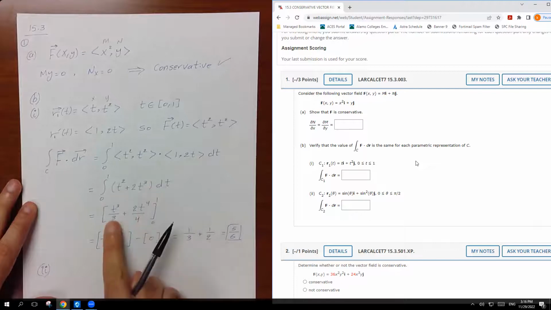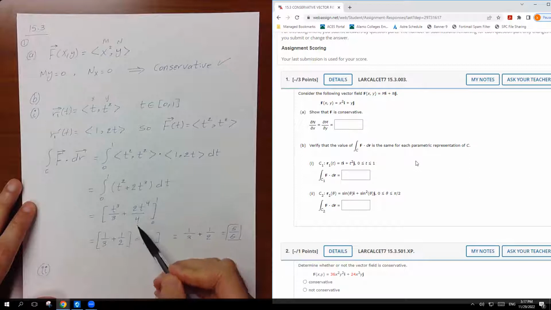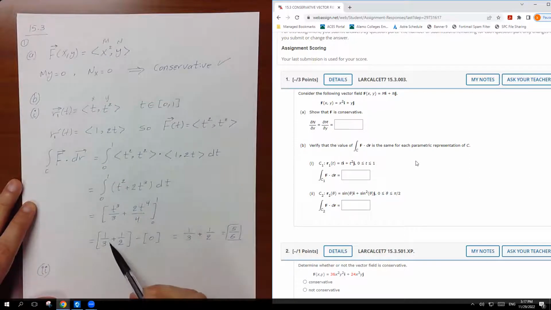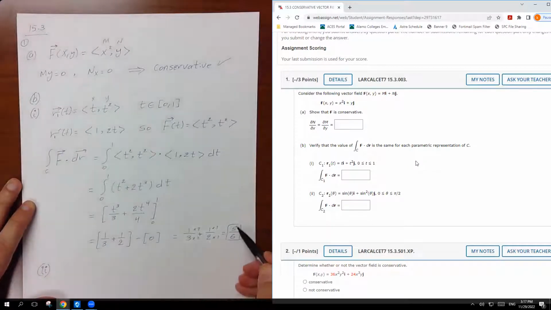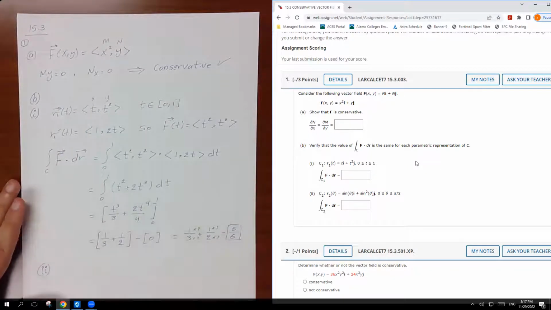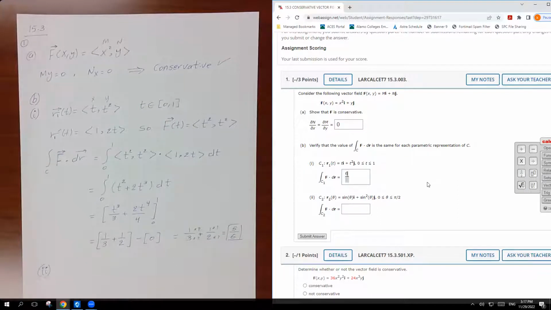dt. Find the integral. It's going to be t cubed over 3, plus 2t to the power 4 over 4, from 0 to 1. Then plug in 1, so it's going to be 1/3 plus 1/2 minus 0. Multiply this one by 2, and this one by 3. So the result is going to be 5/6. So the first one, the result here is 0, and here is going to be 5/6.